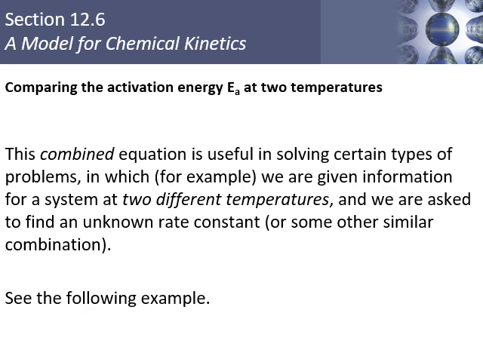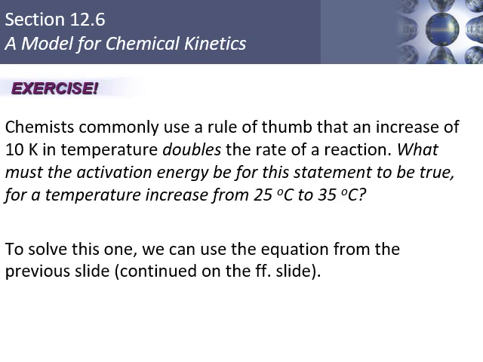And let's go on to the next slide. So let me just read this. Chemists commonly use a rule of thumb that an increase of 10 K, or you could say 10 degrees centigrade, in temperature doubles the rate of reaction. What must the activation energy be for this statement if you have an increase from 25C to 35C? So first of all, you're going to have to convert these from centigrade to Kelvin, because these temperatures in that formula have to be in Kelvin.